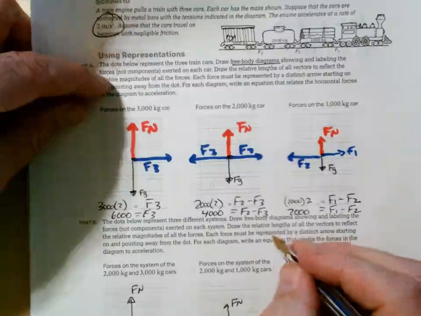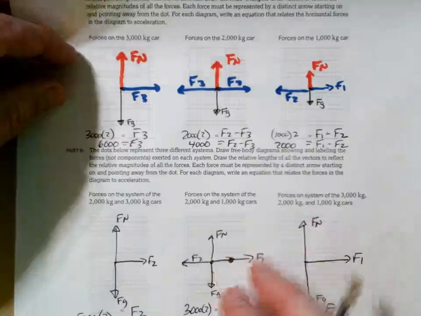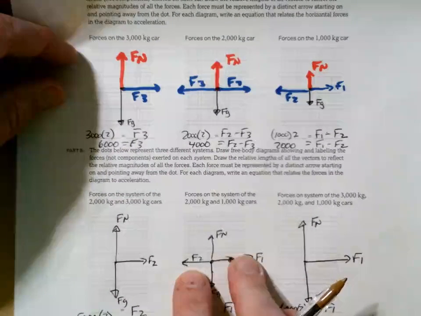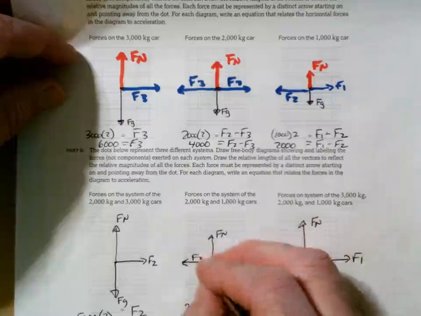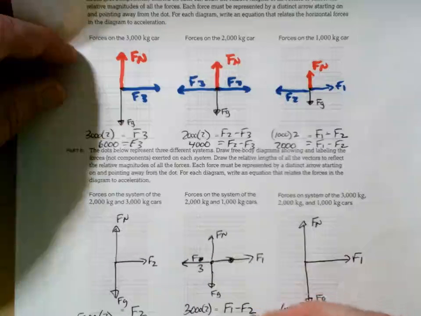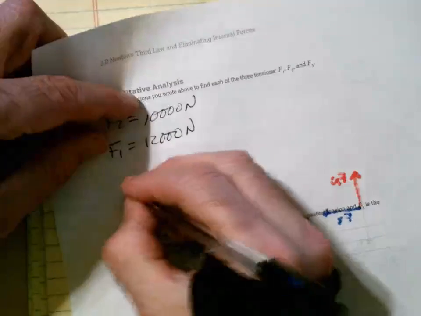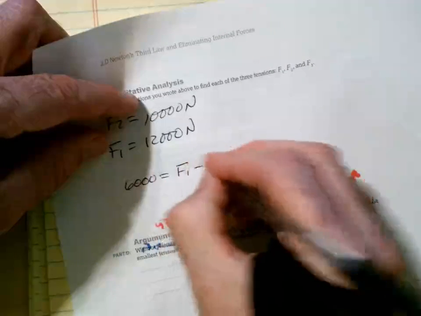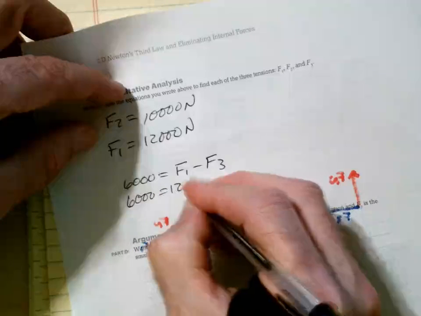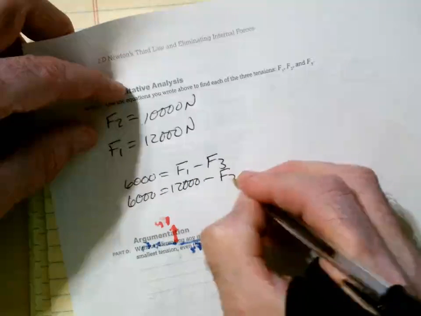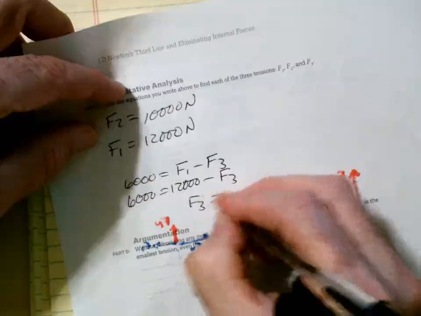I feel like I did something wrong over here. Okay, so here, this is 1 and 2. This should be F3 here. That's what I did wrong. All right, so 6,000 equals F1 minus F3. But F1 is 12,000, so 6,000 equals 12,000 minus F3. So F3 is equal to 6,000.